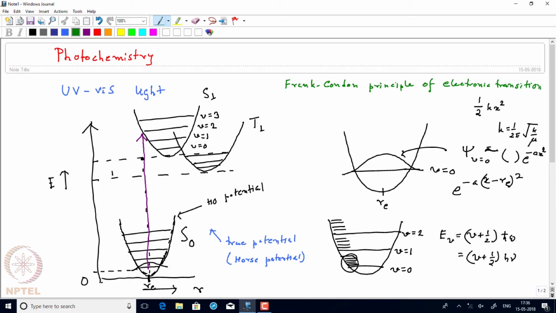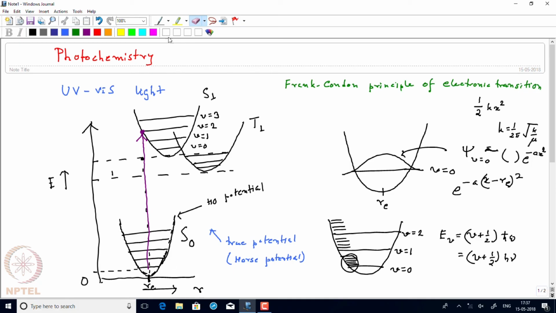Now there is an alternative description of why this arrow, the way I have drawn it, has its end point ending up here. So this is a very important thing. Now think about how the vibrational wave functions look for a harmonic oscillator. So let me use some other color.